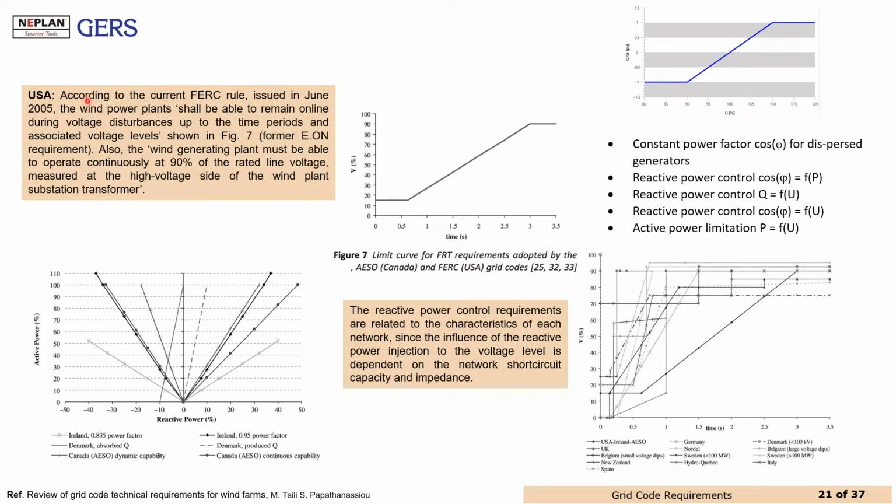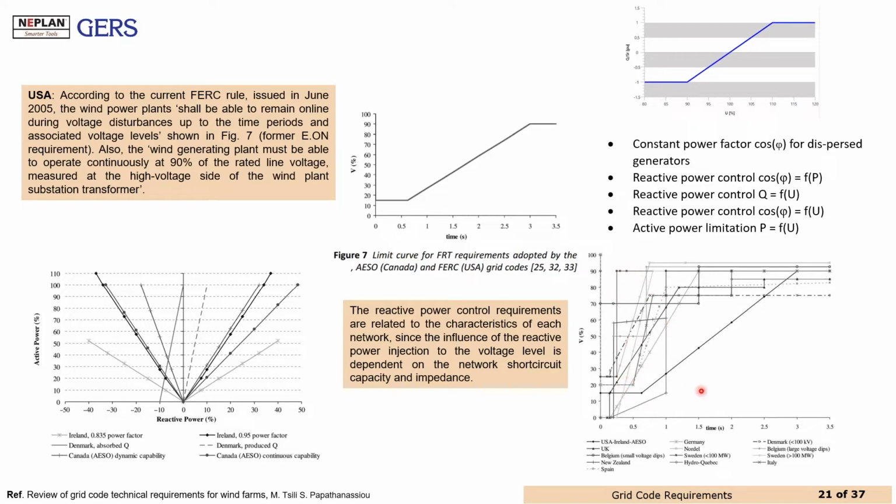specifications. For example, for the context in the US, we can see here the specification of the requirements on the fault ride-through. And we can see how the generation plant must be able to operate continuously at least at 90% of the rated voltage. Regarding the reactive power control, we can see some requirements depending on the grid code requirements of the country.